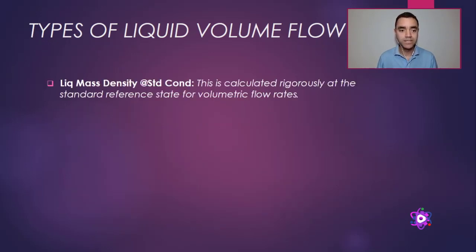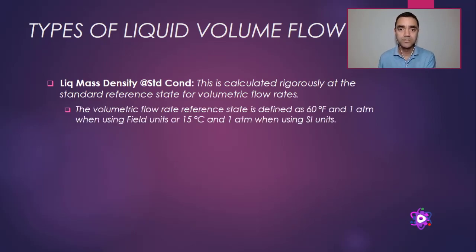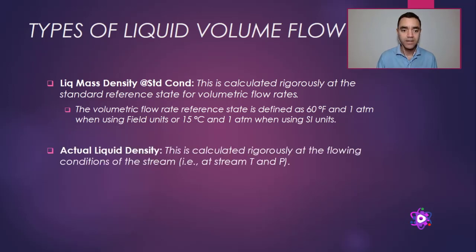When we are talking about liquid mass density at standard conditions, in this case, Aspen Hysys will use as reference the volumetric flow at 60 Fahrenheit and 1 atm. And when we are evaluating the results for the actual liquid volume flow, Aspen Hysys will calculate the actual liquid density based on the process conditions or operating conditions of pressure and temperature. So let's go to Aspen Hysys and verify how it is in practice.